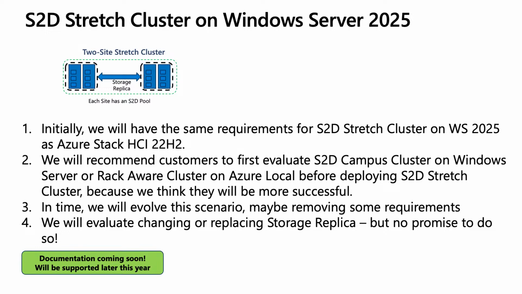Another feature that's coming later in 2025, we will support S2D Stretch Clustering on Windows Server 2025. Initially, we're going to have the same requirements that Azure Stack HCI 2022 H2 has. Initially, we'll ask customers to first evaluate this topology called the Campus Cluster, which we'll discuss next. And then, if the Campus Cluster isn't a good fit, we'll ask them to look at the Stretch Cluster. We have several customers asking for this, and we'll support it and document this as supported on Windows Server 2025. So I see this scenario evolving over time on Server 2025.